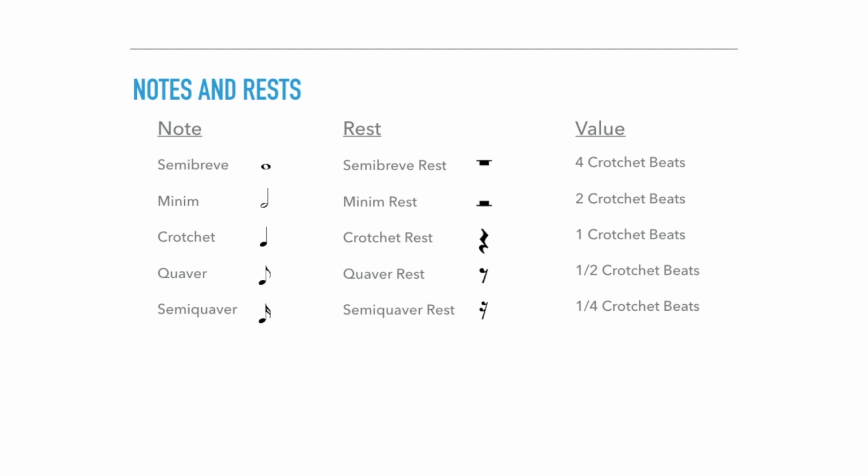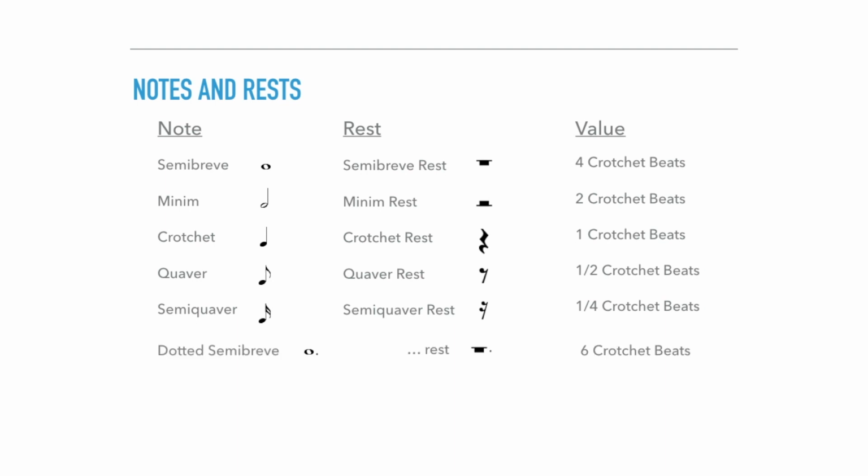So to get all the other values, what you need to do is add a dot. Now, what a dot does is it adds half of the note's value that it's attached to again. So if it's attached to a 4-beat semibreve, then it's going to add 2 beats onto that. If it's added to a 2-beat minim, it will just add 1 beat on. If a dot is attached to a crotchet, which is 1 beat, you're going to add on half of it.